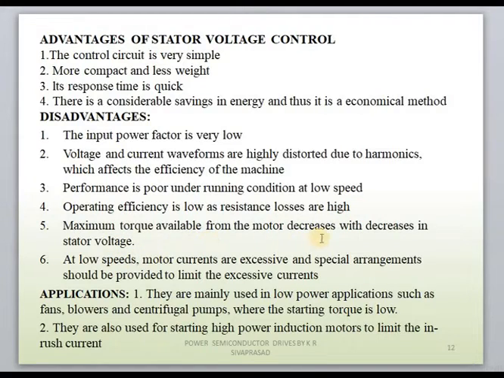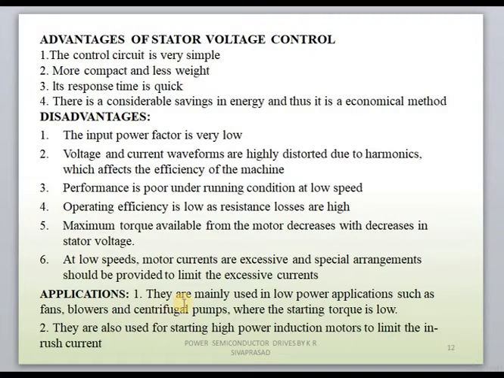Maximum torque available from the motor decreases with the decrease in the stator voltage. And the sixth point is that at low speed, motor currents are excessive and special arrangements should be provided to limit the excessive currents. Obviously, at low speeds, motor currents will be more. So we need some protecting devices to limit the high currents.